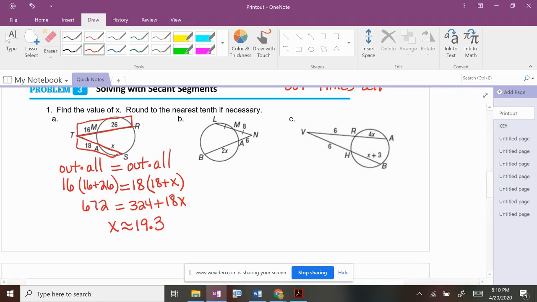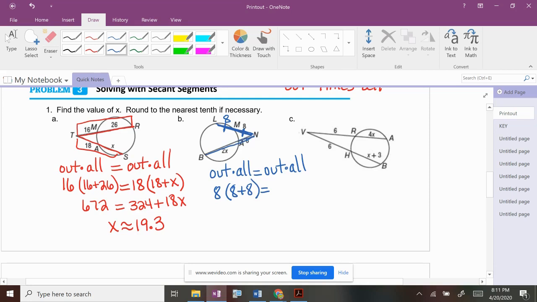If you want to take a look at question B, again, I'm using the formula out times all. And when I'm putting out times all, I'm going to take my first one. Now notice there's tick marks. So if MN equals 8, LM is also equal to 8. So my out is 8, and my all, I'm going to add 8 plus 8.